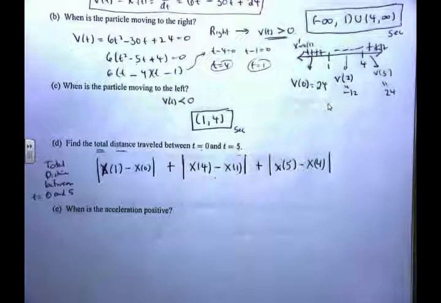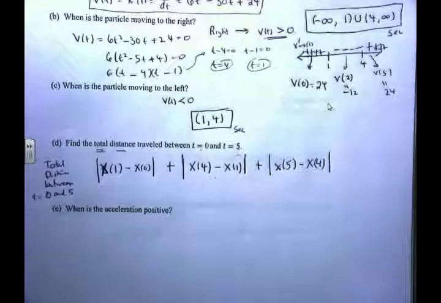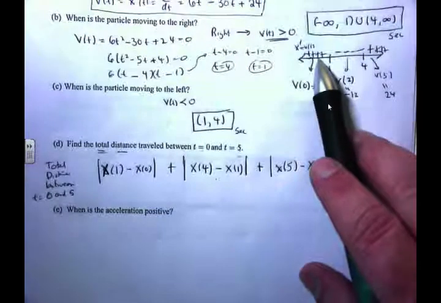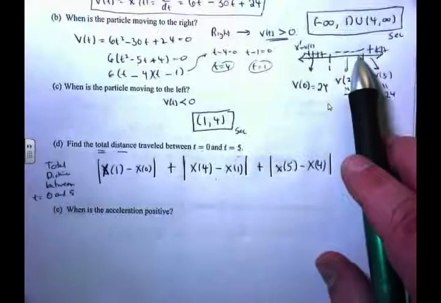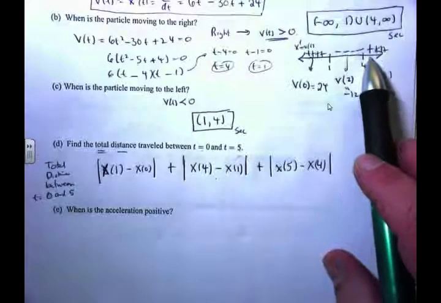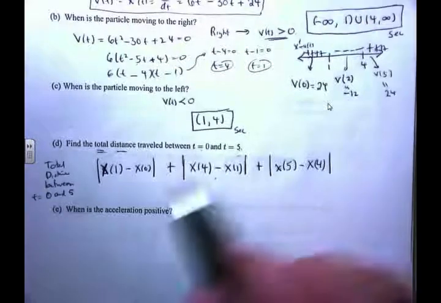Does that make sense? You understand what I'm doing. I have to break up my total time based upon the points at which I stopped, because when I stop, I'm changing direction. When I stopped at 1, I went from going to the right to going to the left. And between 1 and 4, I'm going to the left, and then I want to stop that time, cut it off, and then pick it up when I'm going back to the right again.